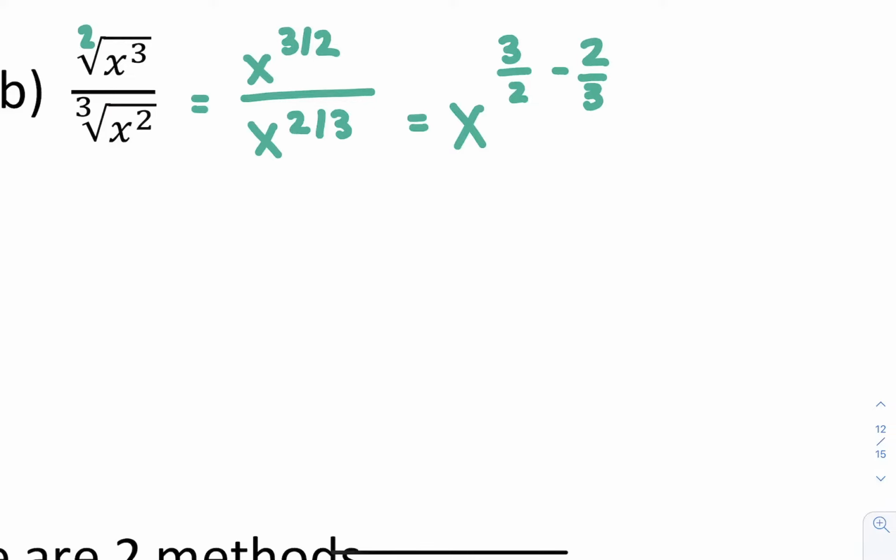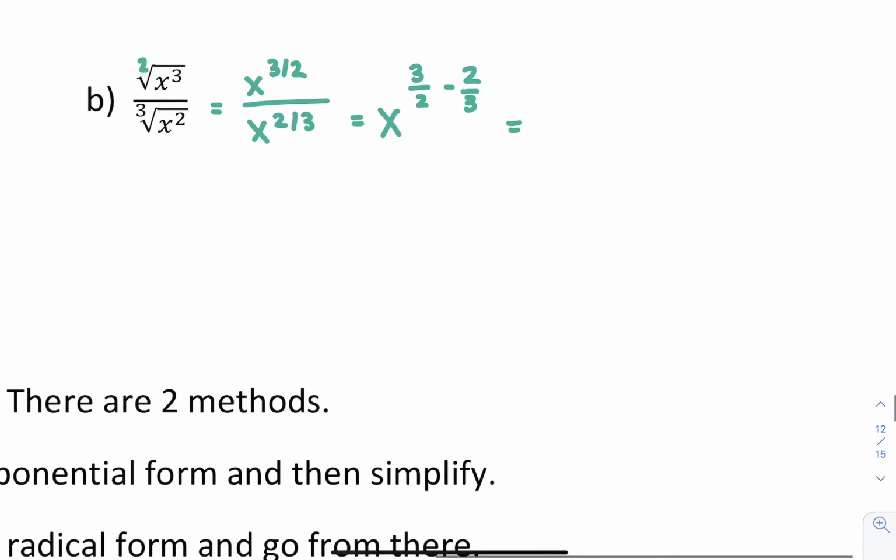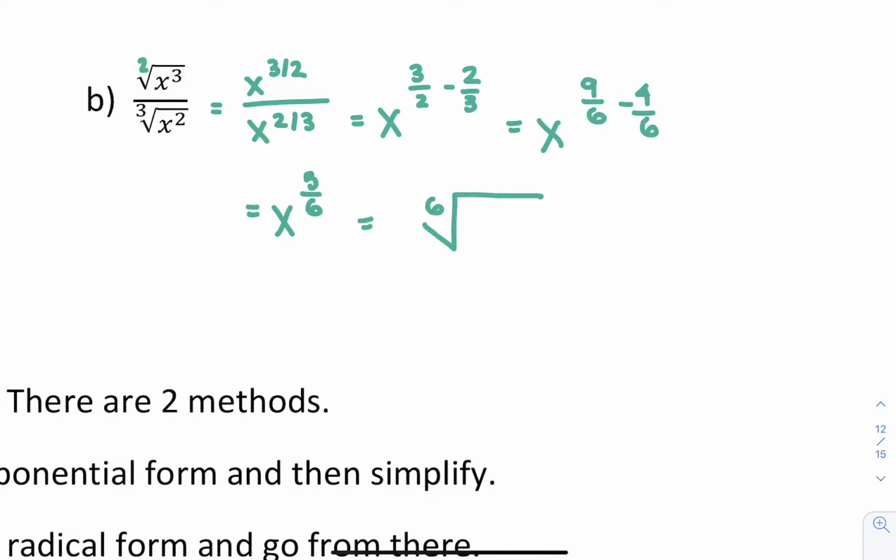Well, I'm going to have to convert this so I have the same denominator. So why don't I say x to the 9/6 minus 4/6, which is x to the 5/6. And now I can rewrite this as a radical one more time. So the 6th root of x to the 5th.